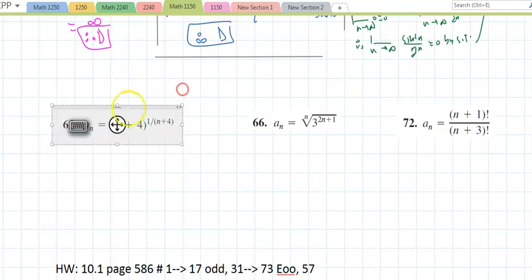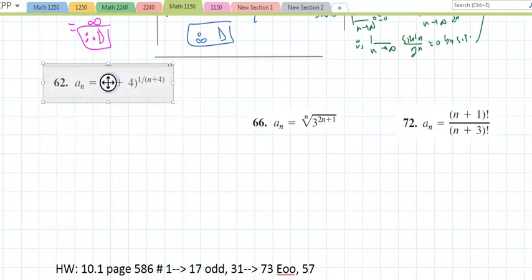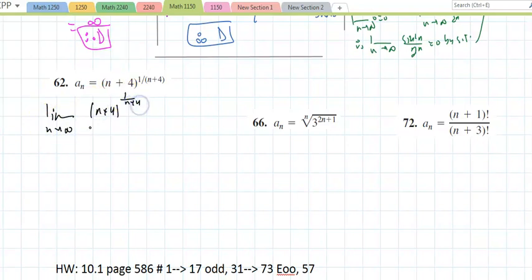All right, another set of problems, and we're done. This problem, 62. If I take the limit as n approaches infinity of (n plus 4) raised to the 1 over (n plus 4), well, that's infinity to the 0. We have a problem. And what did we say we do? e to the natural log of (n plus 4) to the 1 over (n plus 4). That would be the limit.